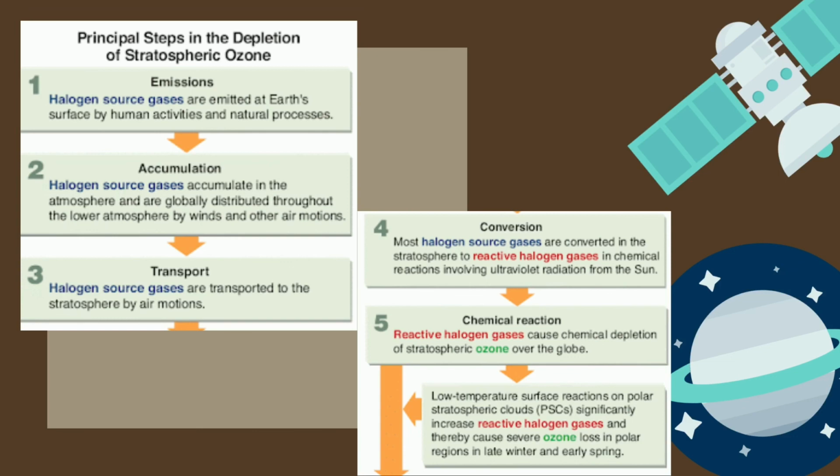Step number 3, transport: halogen source gases are transported to the stratosphere by air motions. Step number 4, conversion: most halogen source gases are converted in the stratosphere to reactive halogen gases in chemical reactions involving ultraviolet radiation from the sun. Step number 5, chemical reaction: reactive halogen gases cause chemical depletion of stratospheric ozone over the globe.